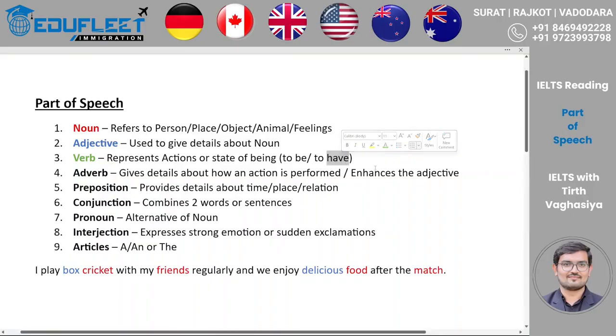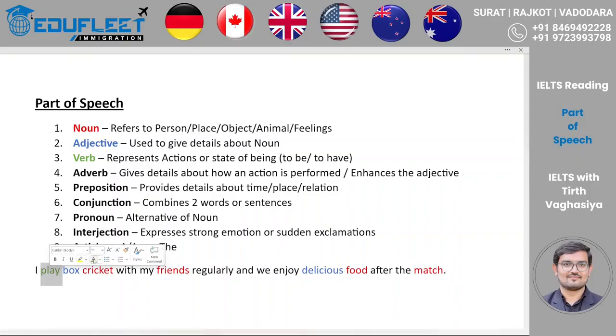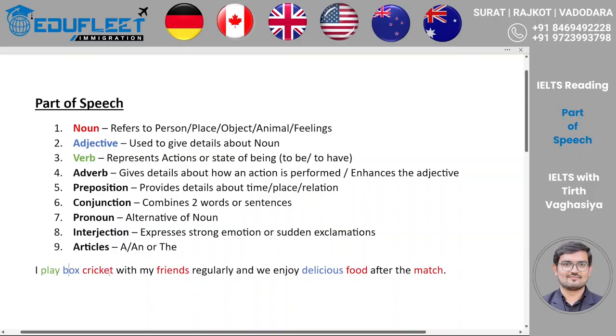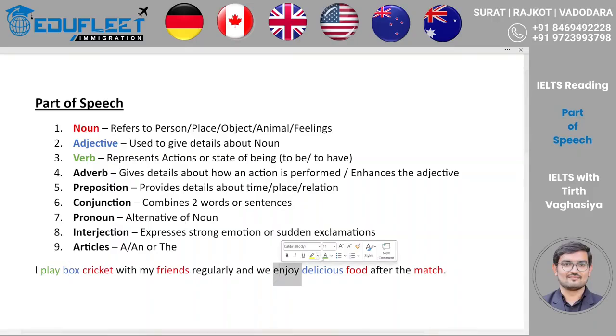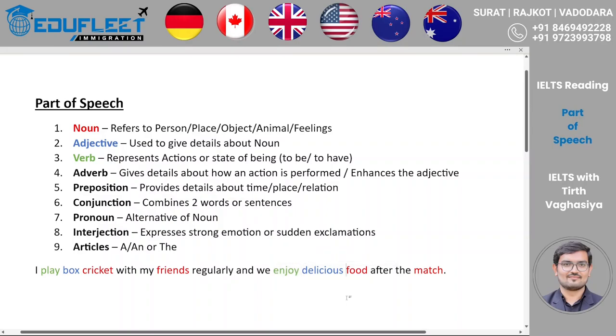That is your possession. So let's just try to find out what are the verbs that are available in this line. The first one, play, clearly mentions the action of playing. That is why it is a verb. Then we have enjoy. So enjoy is also a verb because it defines that the food is being enjoyed. So enjoy and play are the two verbs in this line.